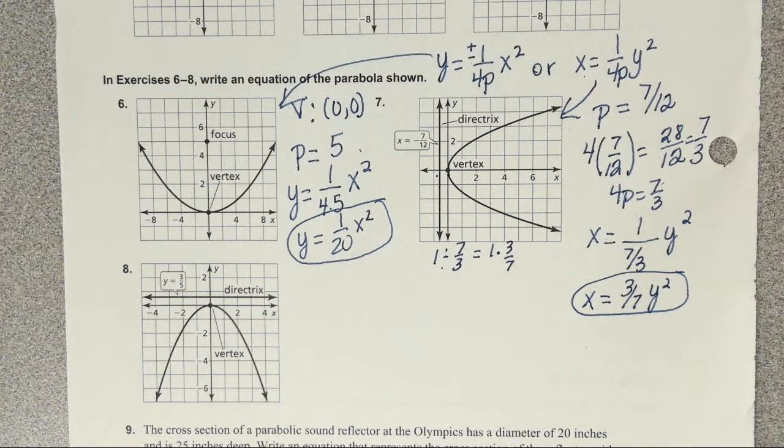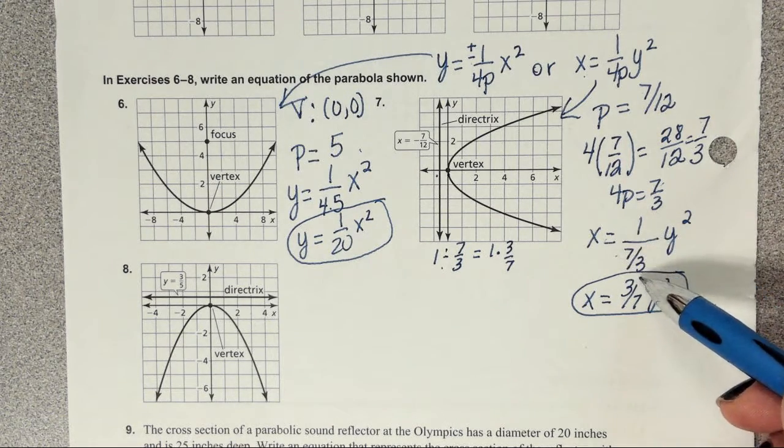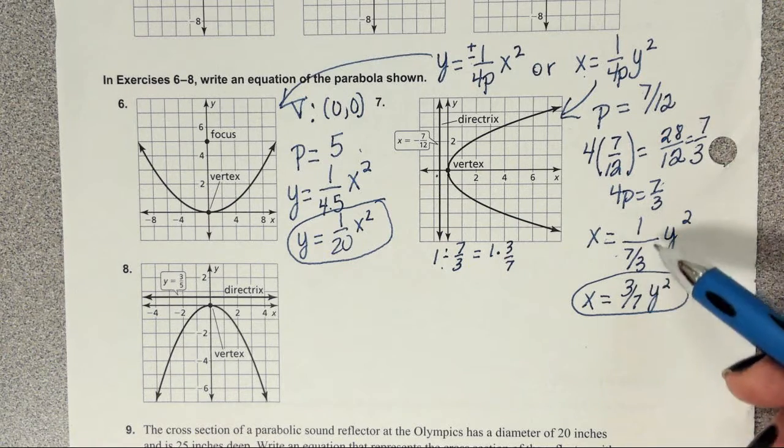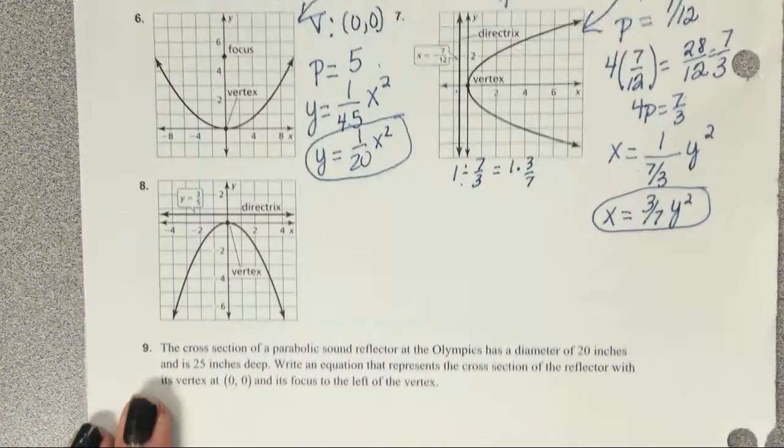So when you check your answer in the back, they're not going to leave it as 1 over 7 thirds, because that's what we call a complex fraction. So they change it like that. Right, let's look at number 8.